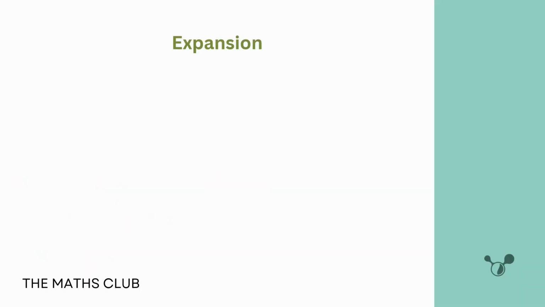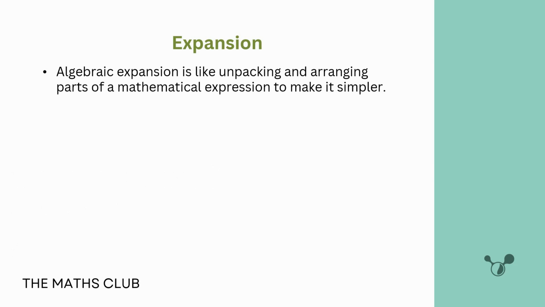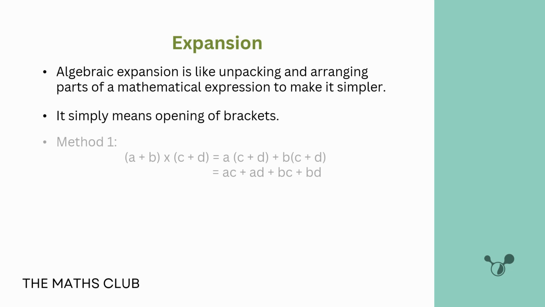So the first operation we're going to be looking at is expansion. Algebraic expansion is like unpacking and arranging parts of a mathematical expression to make it simpler. So you have something, you're unpacking it, that means you're removing it from the carton, from the brackets, and then once you remove it from the brackets, you try to rearrange everything to make it look simpler. So it simply means opening of brackets.